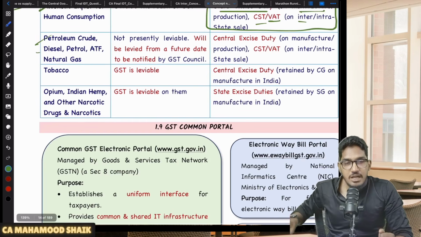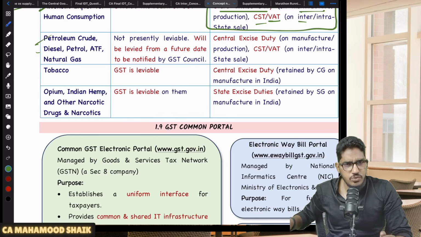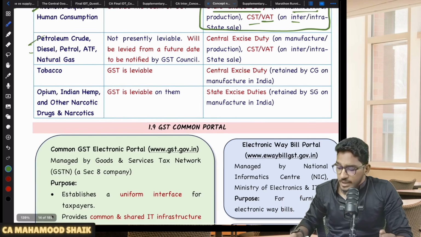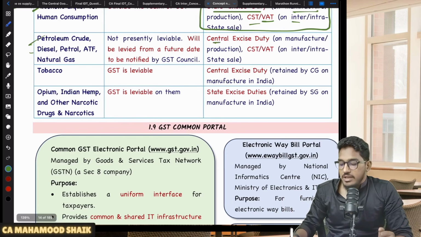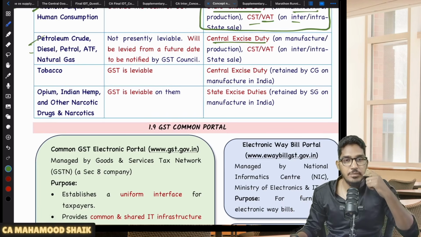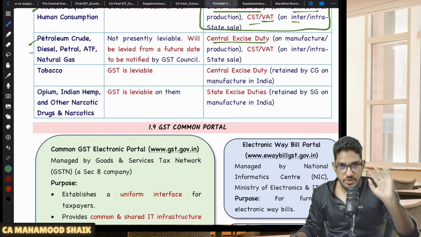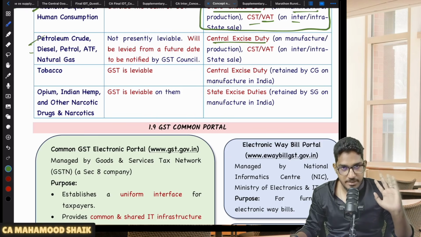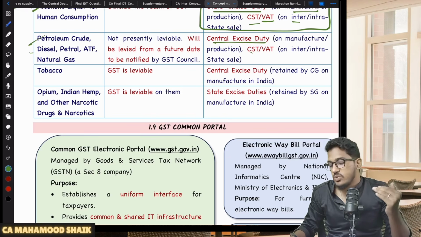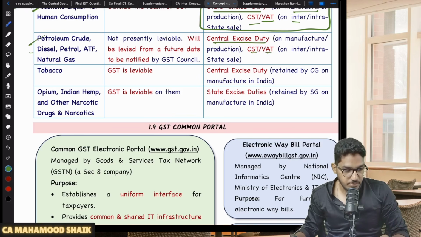Okay, sir. Currently, they are outside of GST purview. That means, will there be no tax on these 5 petroleum products? No. Who said that? No one said that. Then what will be imposed, sir? Central excise duty. The central government will impose central excise duty whenever these 5 petroleum products are getting manufactured, and whenever they are getting sold, CST or VAT also will get imposed.